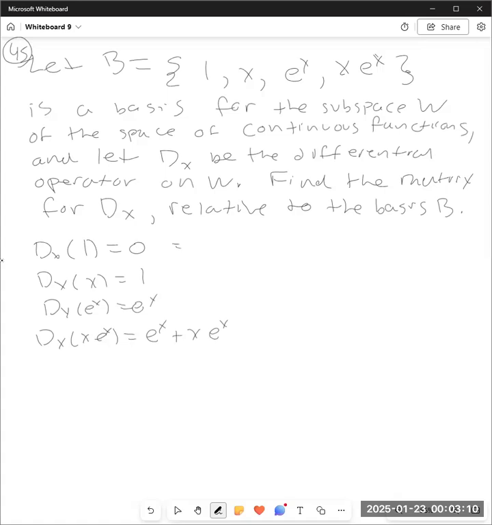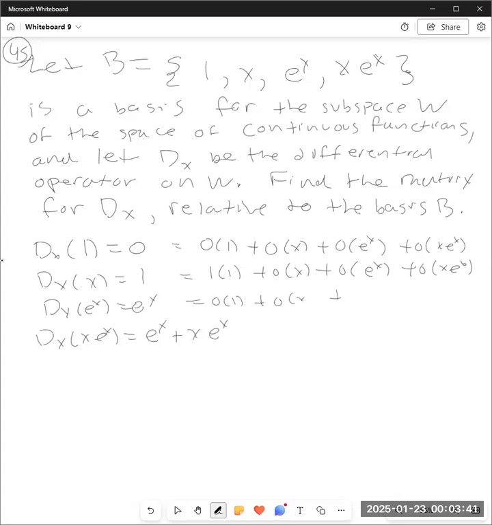So this is 0 times 1 plus 0 times x plus 0 times e to the x plus 0 times x e to the x. This is equal to 1 times 1 plus 0 times x plus 0 times e to the x plus 0 times x e to the x. This is 0 times 1 plus 0 times x plus 1 times e to the x plus 0 times x e to the x. And this is 0 times 1 plus 0 times x plus 1 e to the x plus 1 x e to the x.